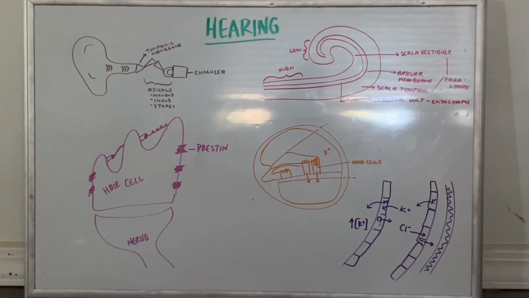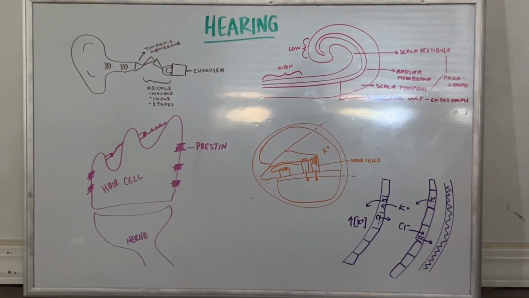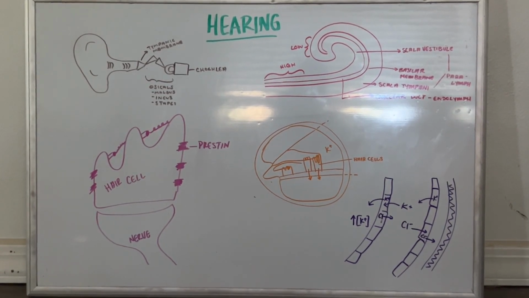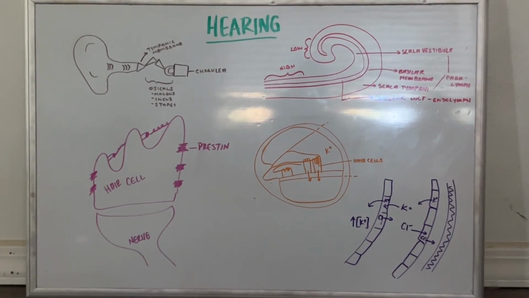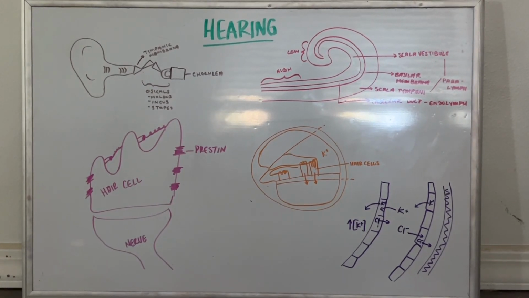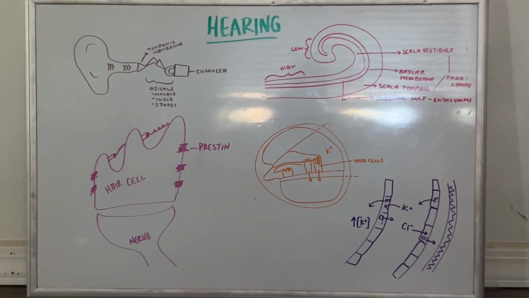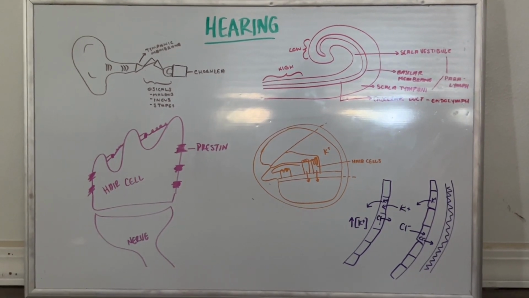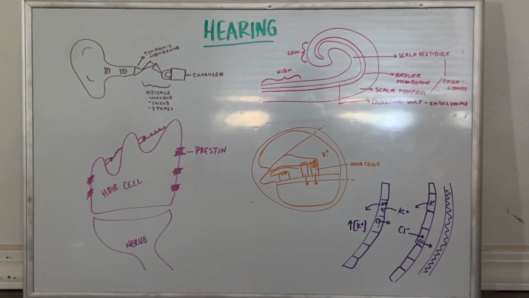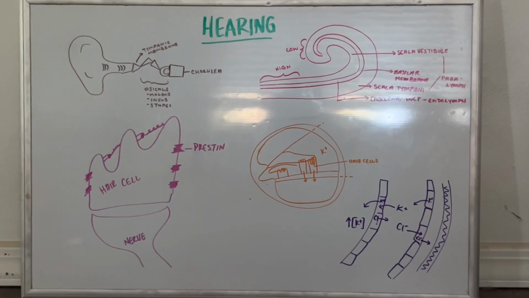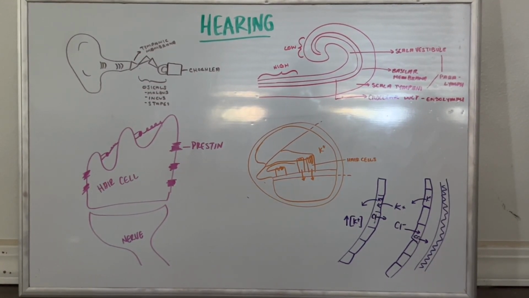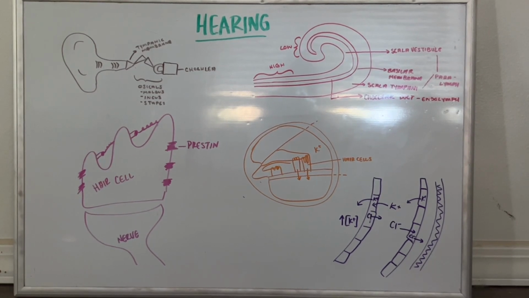Depolarization opens voltage-gated calcium channels, leading to calcium entry. The influx of calcium triggers the fusion of synaptic vesicles and the release of the neurotransmitter glutamate. Glutamate induces an excitatory postsynaptic potential in the associated neuron. Axons of these neurons form the cochlear nerve, which transmits action potentials to the auditory cortex of the brain. At rest, about 10% of potassium channels are open, resulting in a low frequency of action potentials.